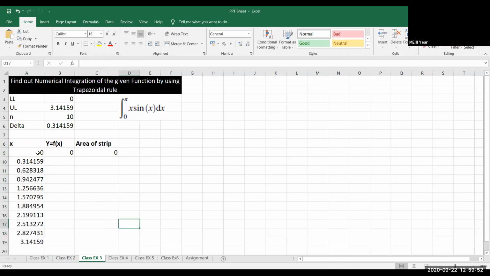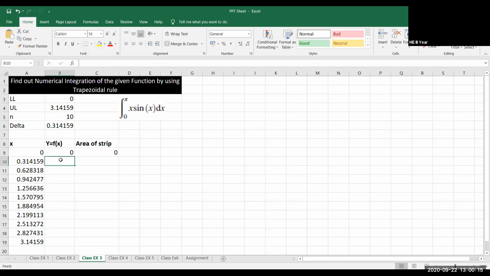So this is the lower limit and this is the upper limit, and this lower limit to upper limit is divided into 10 equal intervals. That's why you are getting a total of 10 values. Now coming to our function. If the x value is 0, simply the f(x) value will be 0, because x is multiplied with the sine, so 0 will be there.